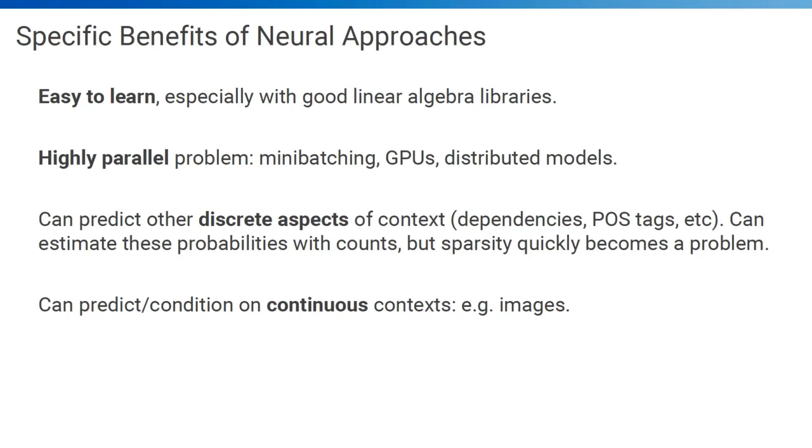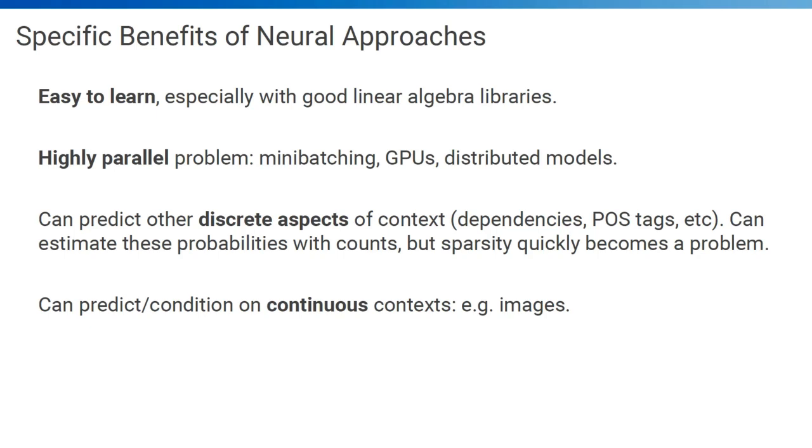What's nice with both count-based and neural models is you don't have to predict just other words. You could imagine variants where you're predicting other aspects of context. These might be discrete, so you might be predicting what sort of dependencies you observe in the context. If you had data that was dependency parsed, you could predict POS tags, you can predict anything like that. And while you can estimate these probabilities with counts, it can quickly become hard due to sparsity.